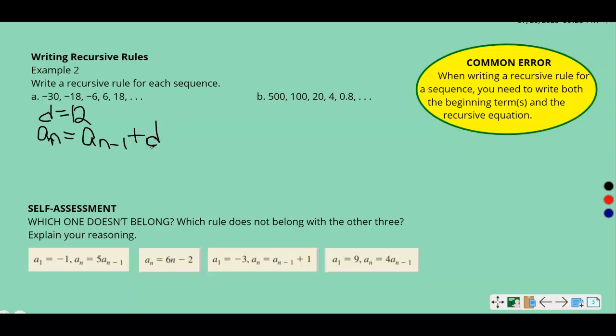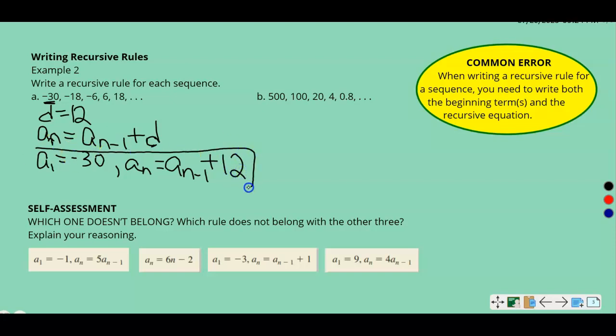All right, so there's two things that we need to know. You have to remember with the recursive rule, you have to also define your first term. Okay, so that's a common mistake. Our first term is given, but you have to state that's your first term. So a sub 1 equals negative 30. And our recursive rule would be a sub n equals a sub n minus 1 plus 12.